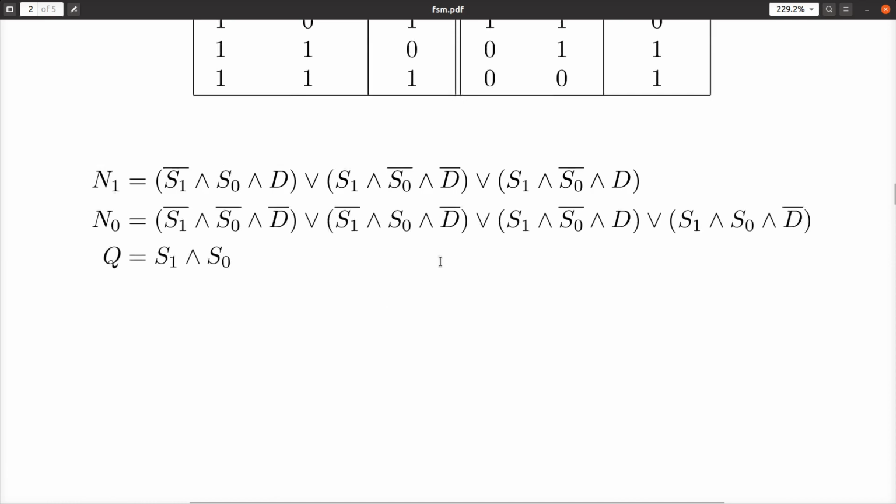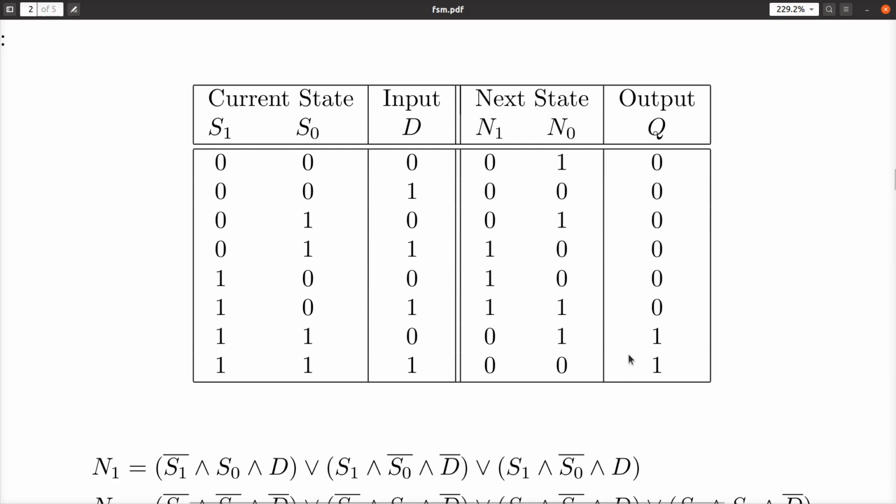Q, I think, is self-explanatory. If you're in state 1, 1, Q is 1, because when you're in state 1-1, that's the far right state in that four state diagram I just drew you. That is when we had recognized the full message, okay? And all the other ones, you can work that out yourself.